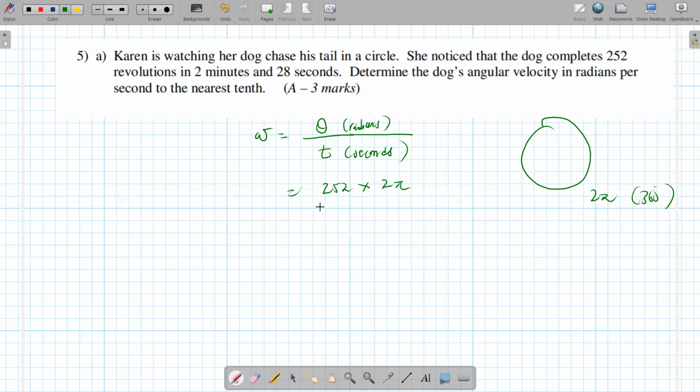We divide that by 120 plus 28. We divide that by the time. The time is in seconds, right? So in 2 minutes, there's 120 seconds. And it's 41.2. So there we go. That's our angular velocity in radians per second. That's it, yeah. It's just W equals theta over T.